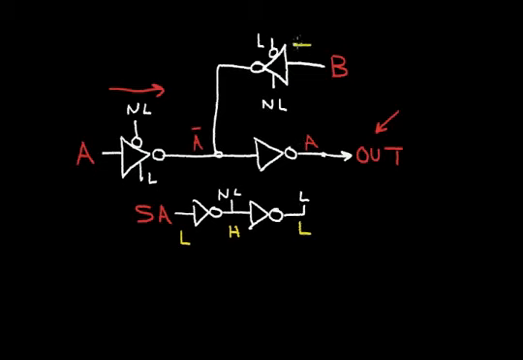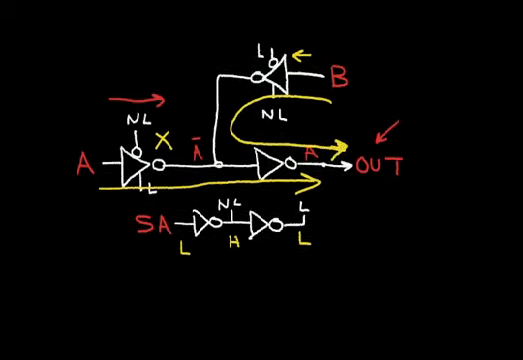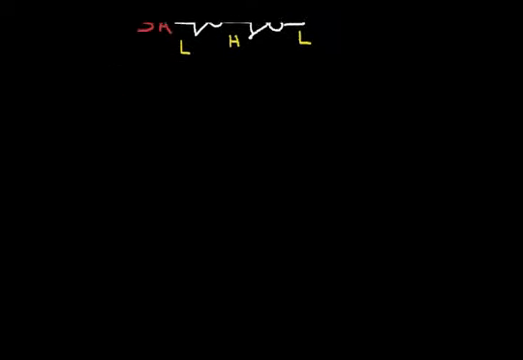this tri-state driver passes the data from B to the output. And this tri-state driver is out of the picture. So again, to summarize, if select A is high, the data comes through this path to the output. If select A is low, my data source is here to the output. And this circuit is called a MUX, or a multiplexer.